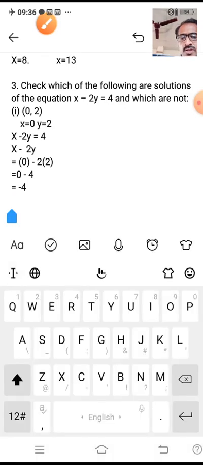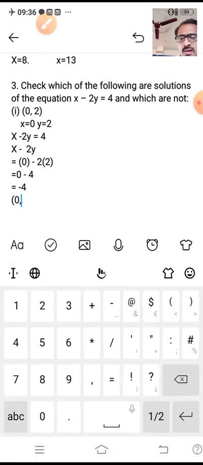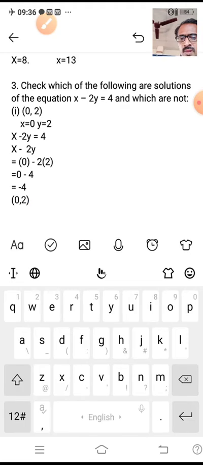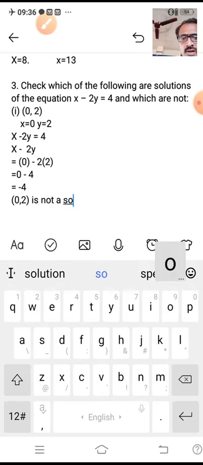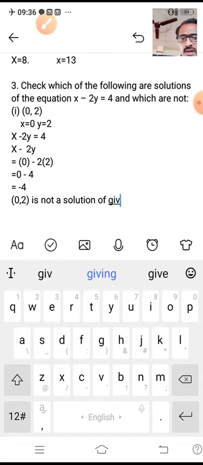So we conclude that 0, 2 is not a solution of the given equation.